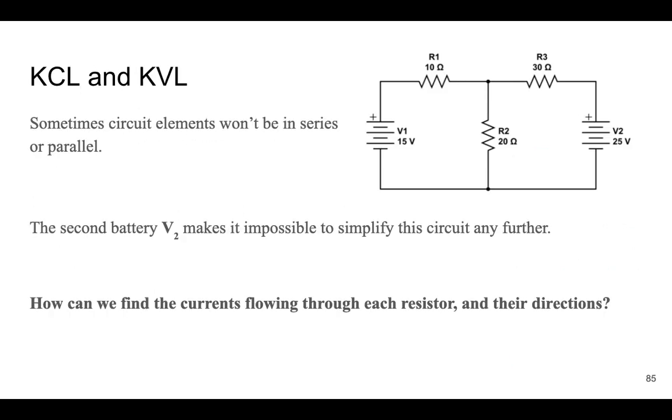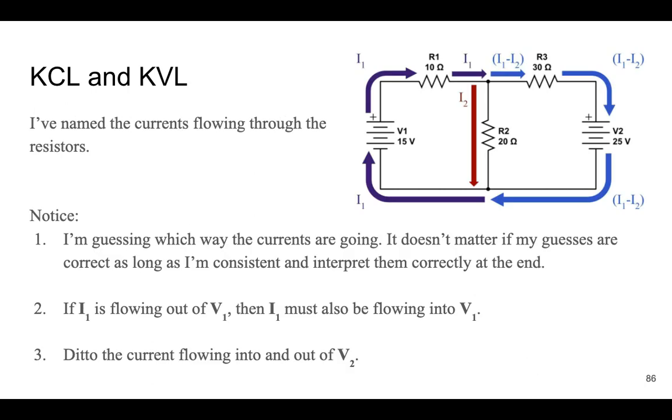So you can have circuits that aren't actually in series or in parallel. So if V2 were a resistor, then you could just combine these in series, combine those in parallel, and then the whole thing's in series. But that battery messes everything up. So we can't treat these like parallel or series circuits because nothing's in series or parallel. So how are we going to figure out what the currents are and what direction the current is flowing? So it's time to apply KCL and KVL.